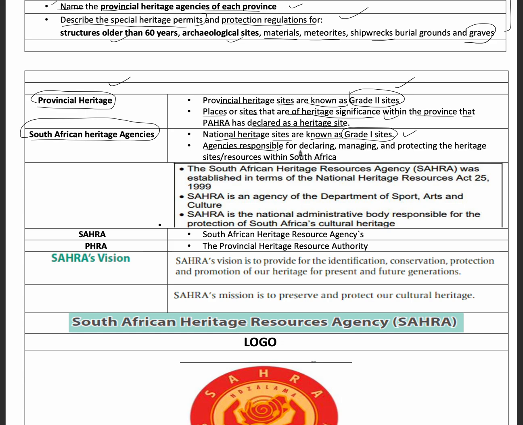So this agency focuses on making sure they declare, and also they focus on managing and protecting the heritage sites. They focus on protecting the heritage sites and also the resources that are inside these heritage sites within South Africa. So that is the South African Heritage Agency.